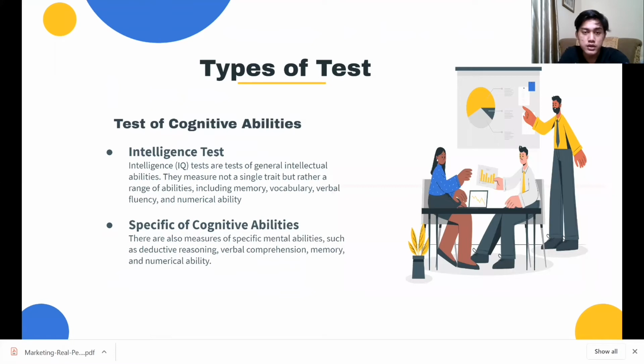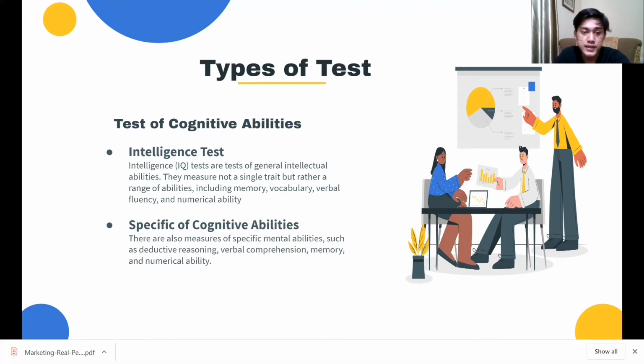Okay, so now let's move to types of tests. Basically there are four types of tests. The first one is tests of cognitive abilities. It is divided into two categories. Intelligence tests, which is IQ, are tests of general intellectual abilities. They measure not a single trait but rather a range of abilities including memory, vocabulary, verbal fluency, and numerical ability.